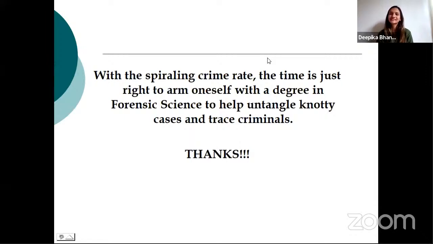Getting the label of expert means a lot of educational effort, qualification, and a lot of experience. Even our scientific officers do not fall under the category of experts. You need to work for 3 years after being a scientific officer, and then you become an expert. They are experts, but to appear as an expert in the court of law, you need to have experience also.